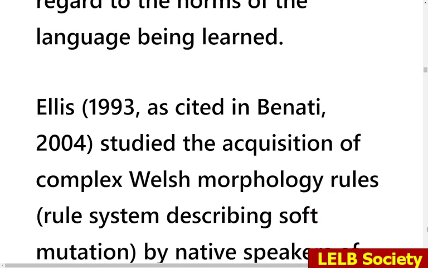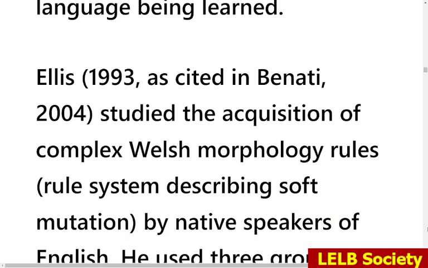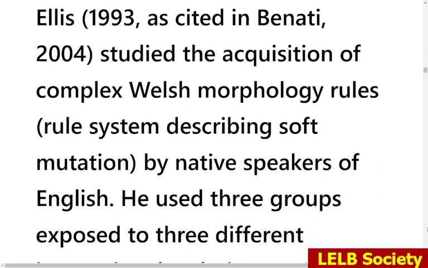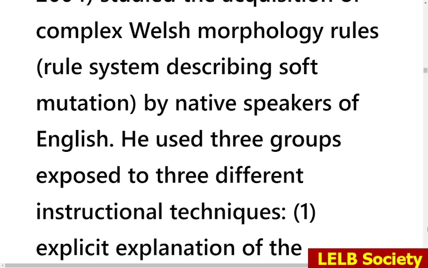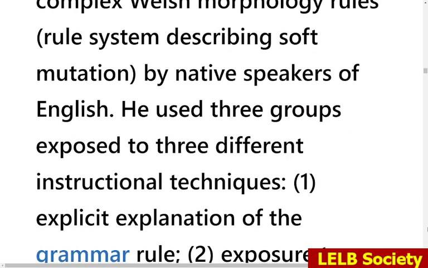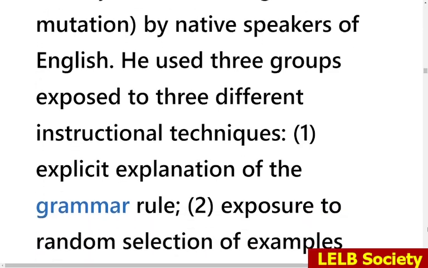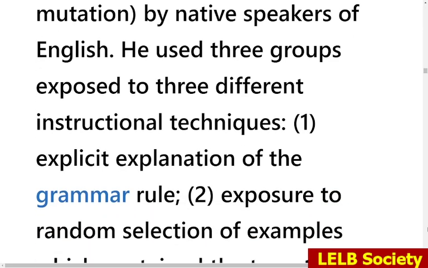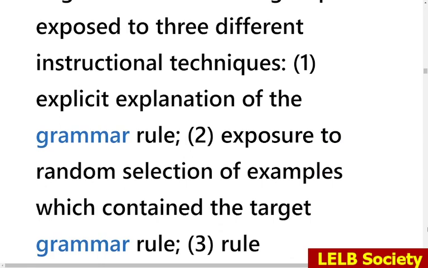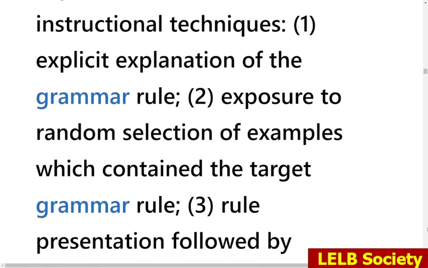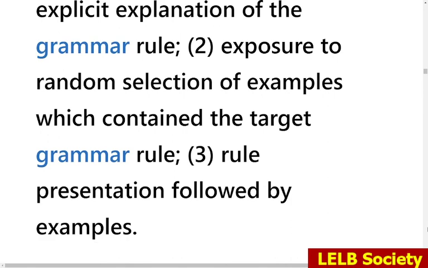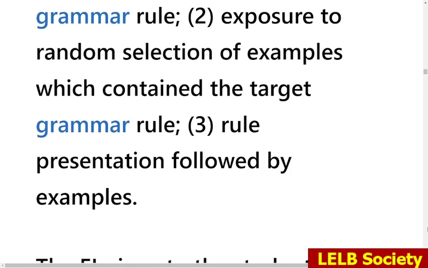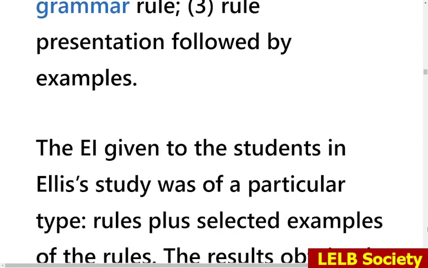Ellis, 1993, as cited in Benati, 2004, studied the acquisition of complex Welsh morphology rules, a rule system describing soft mutation, by native speakers of English. He used three groups exposed to three different instructional techniques: 1, explicit explanation of the grammar rule; 2, exposure to random selection of examples which contain the target grammar rule; and 3, rule presentation followed by examples.